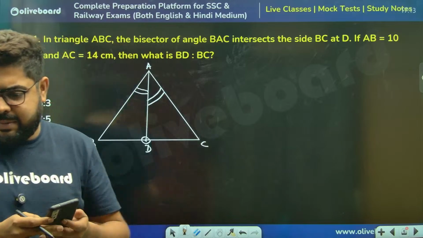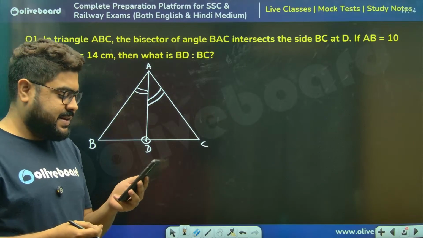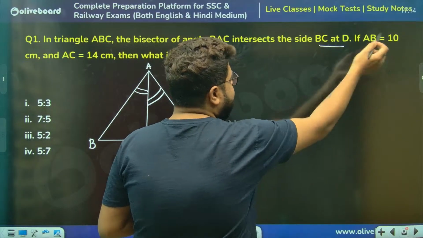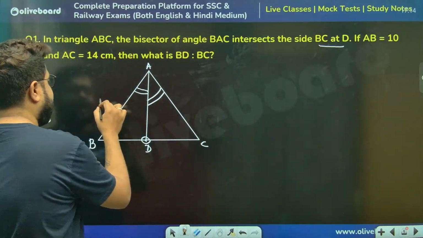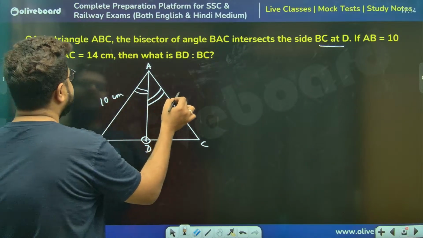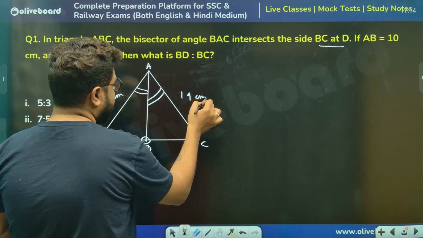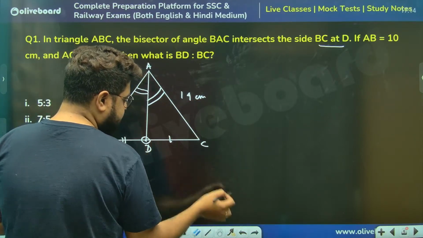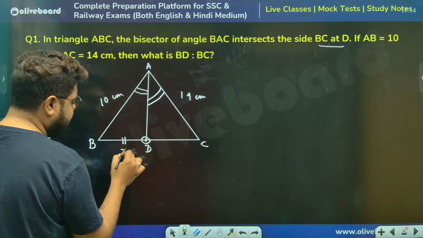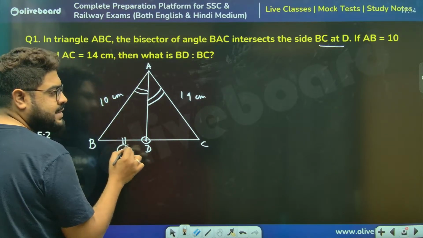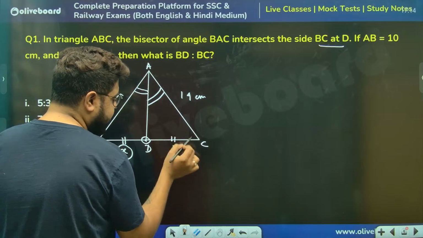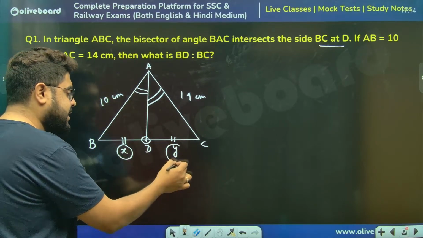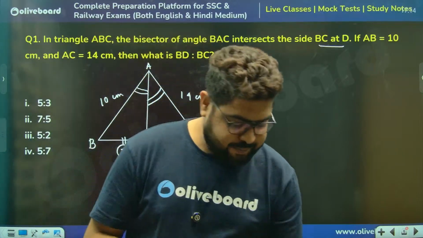Pautimang, I'm pronouncing your name correctly. Yes, angle bisector theorem. So that is D. AB is given as 10, AC is 14. They are asking the ratio of BD and BC. I'm taking this one as X and this one as Y, so BC will be X plus Y. We will definitely see that.